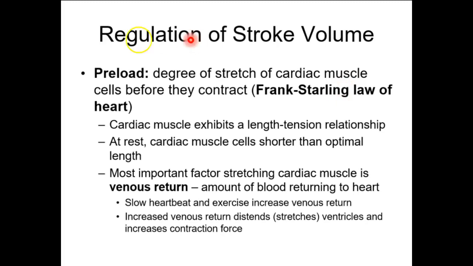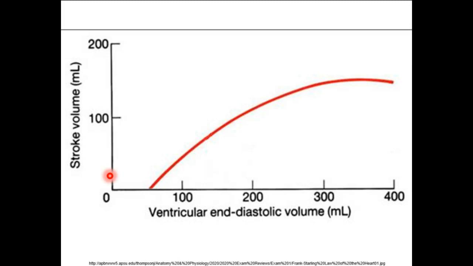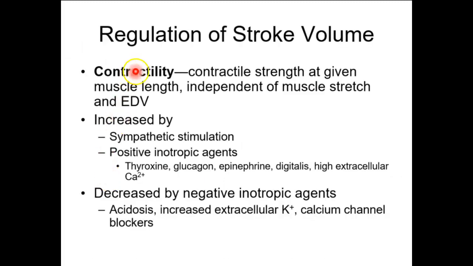All right, so preload is the degree of stretch. Preload is how much we put in there exerting force on the walls of the heart. A big important factor for that stretch, for that preload, is venous return, the amount of blood returning to the heart. And again, in the case of hypovolemia, like a stab wound, there's not going to be as much venous return to the heart. I don't think I have anything to add to that one.